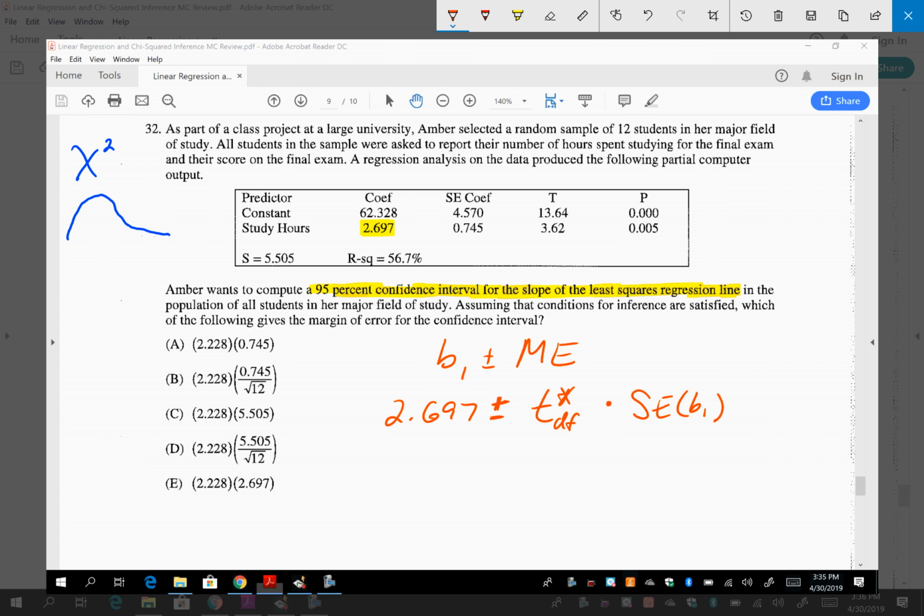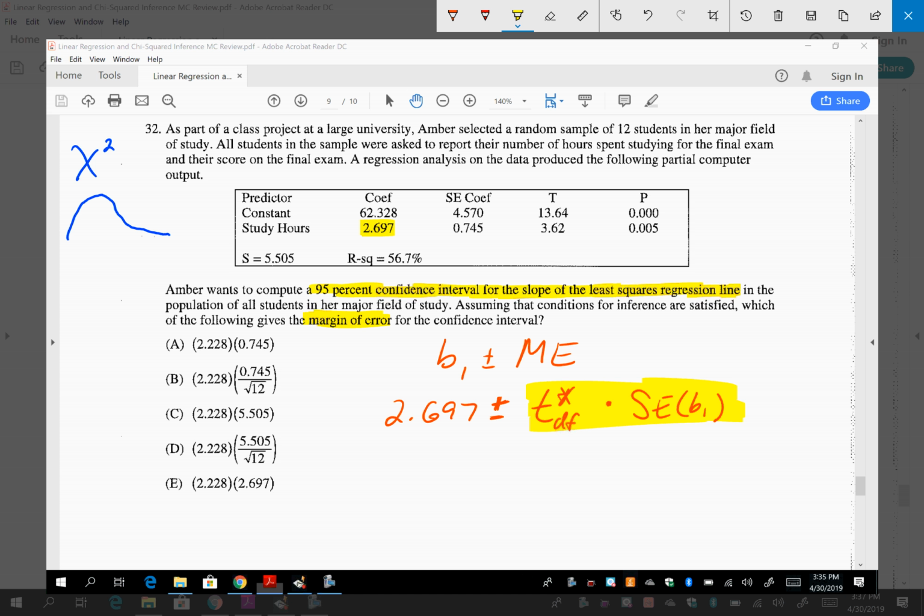And then, okay, so it asks for the margin of error, doesn't it? The margin of error? Yes. So ultimately, I end up just caring about this. You'll notice the 2.697, although you should know what that is, that's the slope of your sample data. Ultimately, I don't need it for this problem.